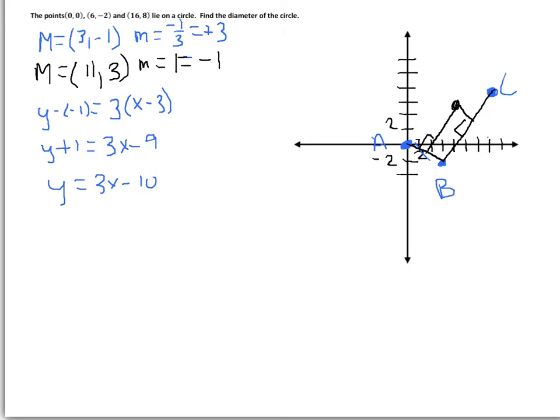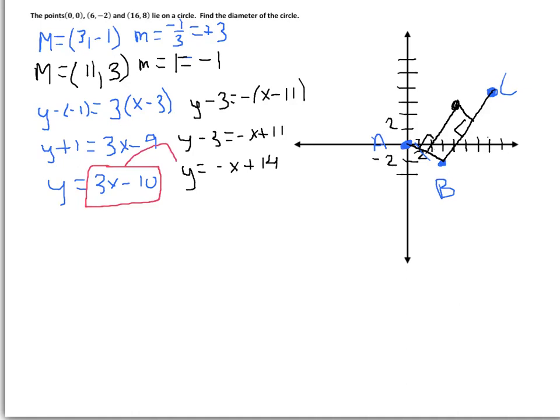And then for this one, you get y minus 3 equals negative 1 times x minus 11. Y minus 3 equals negative x plus 11. Add the 3 over. Y equals negative x plus 14. So now remember, substitution. So what I'm going to do, take this, plug it into this y, because it says y equals. So watch. 3x minus 10 equals negative x plus 14.